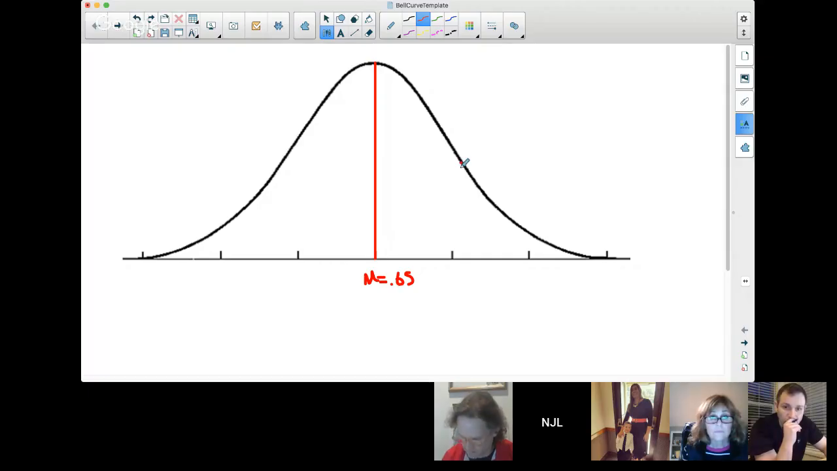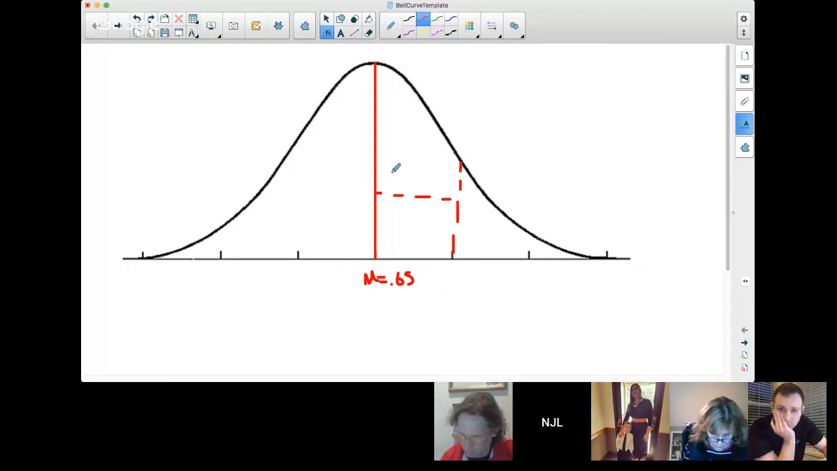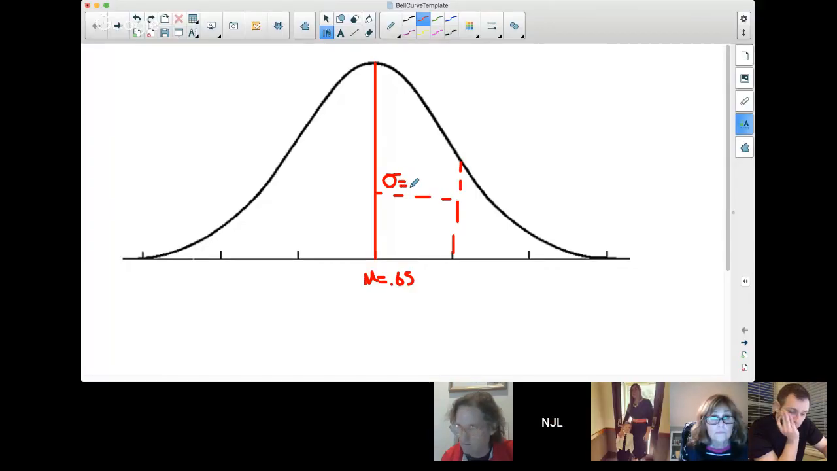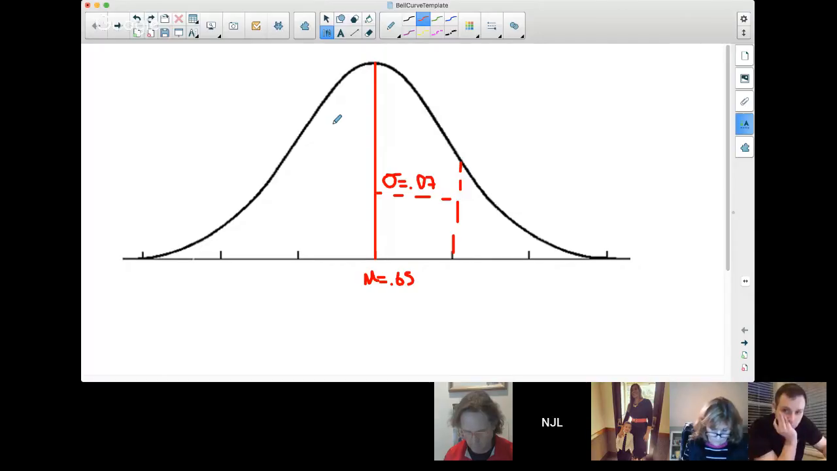And then this is just how I did it. Then I'll just put a little dotted line here. Note that this distance from the mean to what is, I'm told, the standard deviation is equal to 0.07. So I took all that information and I've just drawn that. It doesn't matter. 0.65.